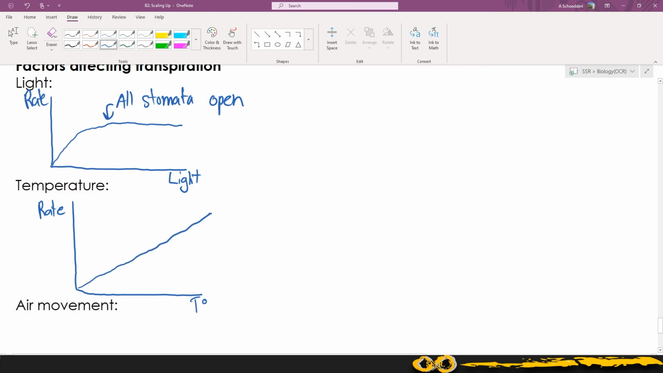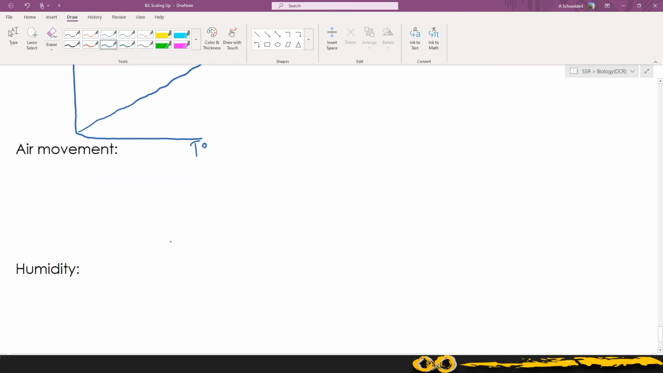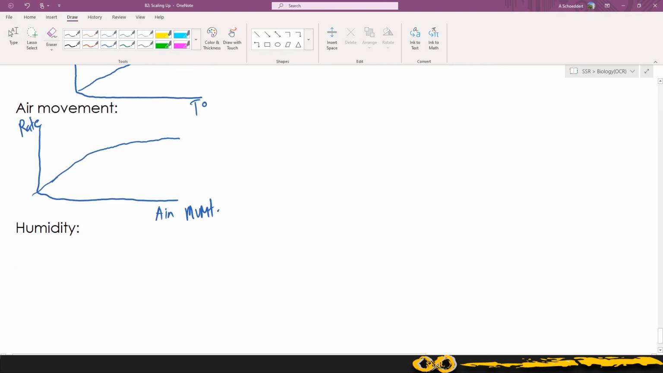The next factor will be the air movement. As you increase the movement of air, you will increase the rate of transpiration. And this is because you'll be increasing the concentration gradient between the inside and the outside of the leaves. But this has less and less effect the more you increase the air movement.